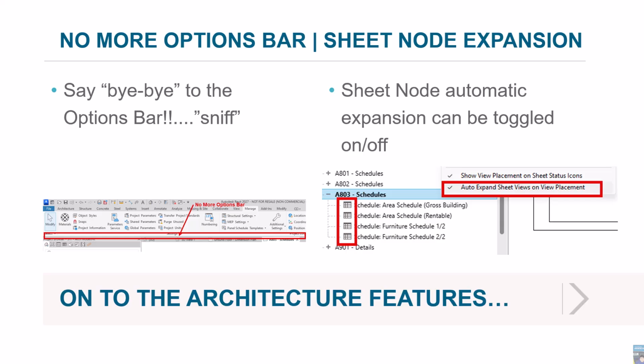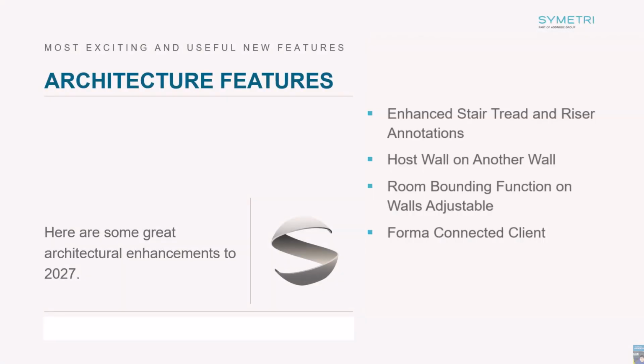And lastly, sheet node expansion as well has been updated, so you can check or uncheck that function, and it allows you to see the views that are automatically contained within a sheet when you place the view on the sheet. Let's go ahead and jump into the architectural features.